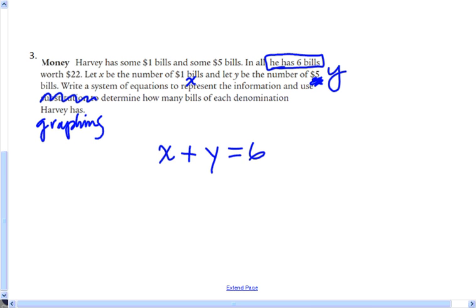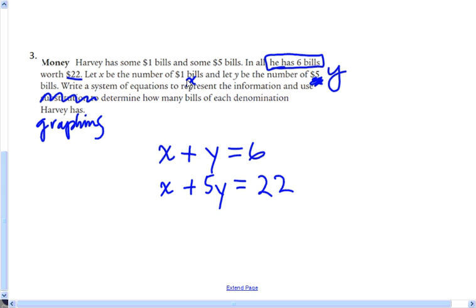And then the other equation we're going to get has to do with their value. To get their value, just think about this: if you had some $1 bills or $5 bills, one way to get that value is just to count how many $1 bills you have and multiply those by 1. Then count the number of $5 bills you have and multiply that by 5, and then add the two together. So that would look like this. 1x plus 5y is equal to 22. All right? And 1x, of course, is the same as just x. So we have two equations here and two variables, so we should be able to solve this.